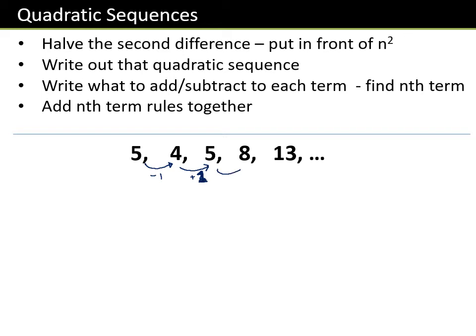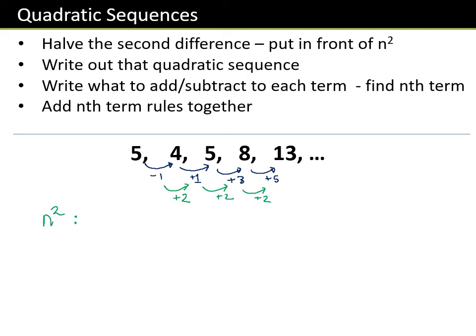Then from here, I'm going to add 3. And here I add 5. So originally the sequence looks a bit strange, but when I've looked at the differences, minusing 1, then adding 1, add 3, add 5, I can see I'm probably going to add 7, add 9 from here on in. If I look at this, my difference here is 2, add 2, add 2. So I've got that my second difference is constant, and if I halve that, I get 1. So this has to relate to the sequence n squared.